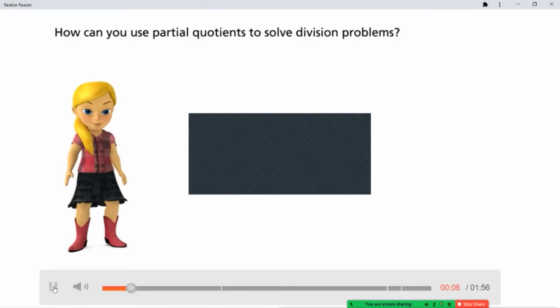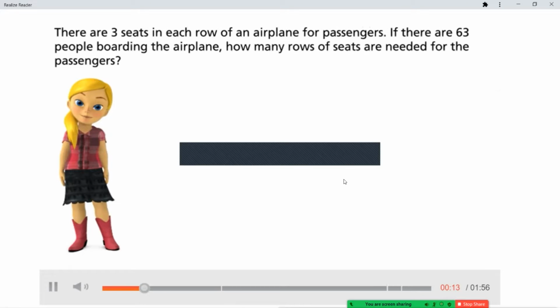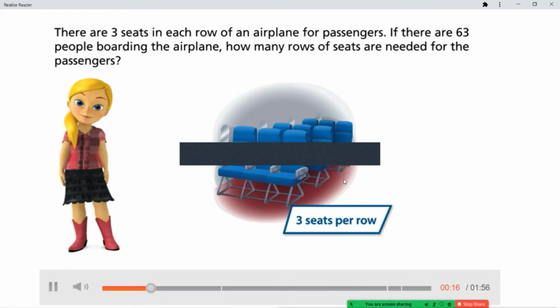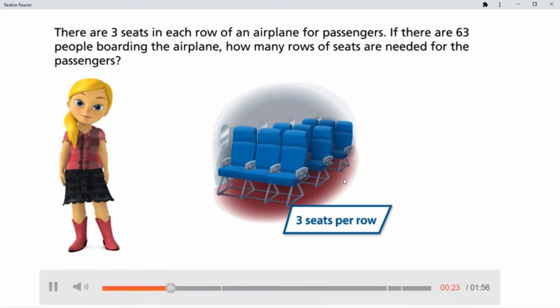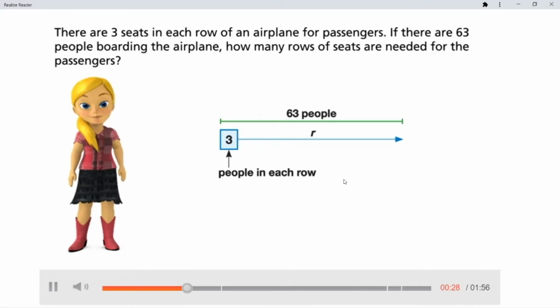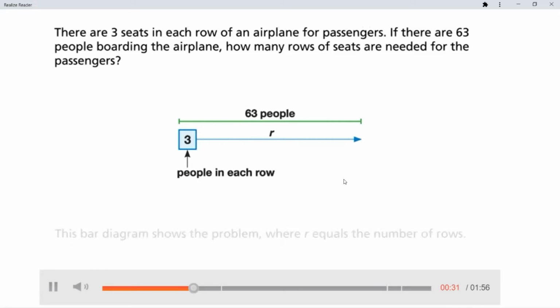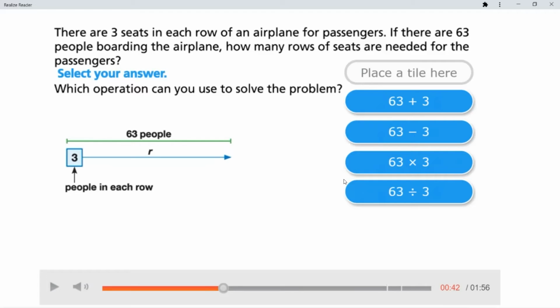How can you use partial quotients to solve division problems? There are 3 seats in each row of an airplane for passengers. If there are 63 people boarding the airplane, how many rows of seats are needed for the passengers? This bar diagram shows the problem, where R equals the number of rows. Which operation can you use to solve the problem? Select your answer.